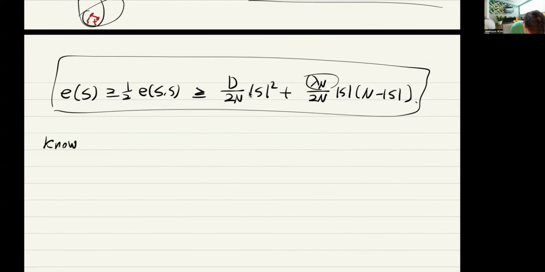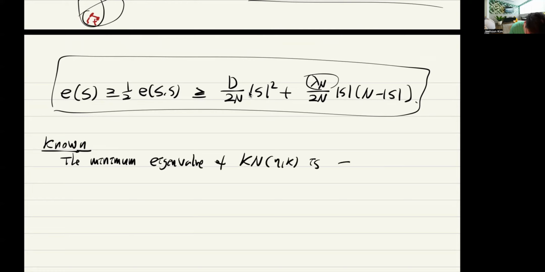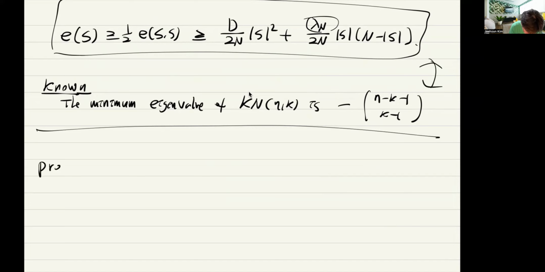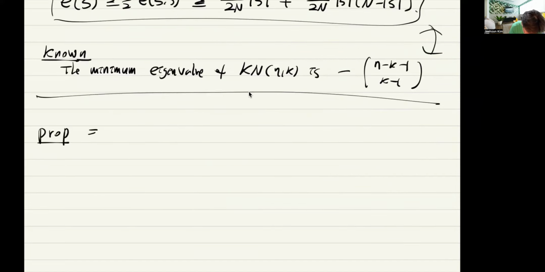And a known fact is that the minimum eigenvalue of this Kneser graph is negative the binomial coefficient (n minus k minus 1 choose k minus 1). Combining these two, we can prove the following proposition.